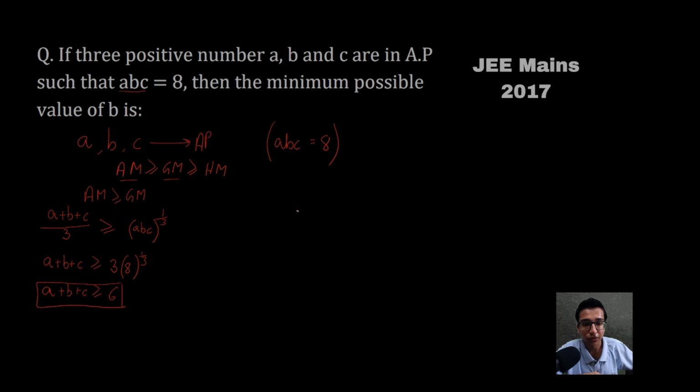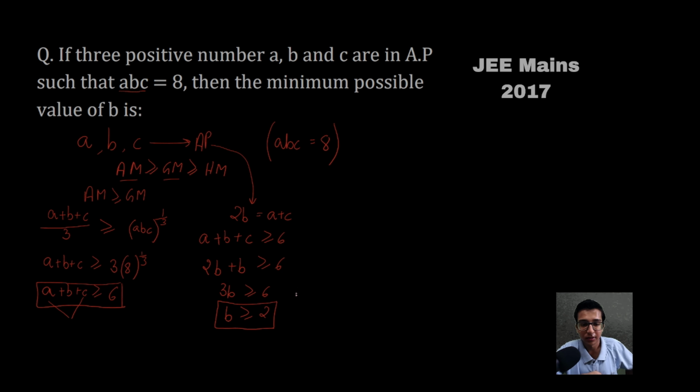We have been asked the minimum possible value of B, so we just need to find the value of B. That means we need to eliminate A and C from this equation. So how do we do that? We have also been provided with the information that A, B and C are in AP. This means that 2B is equal to A plus C. So in this inequality, A plus B plus C greater than or equal to 6, we can replace A plus C with 2B. So this would become 2B plus B greater than or equal to 6, 3B greater than or equal to 6, B greater than or equal to 2.